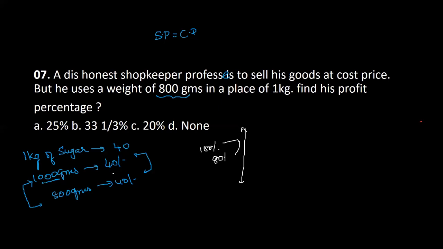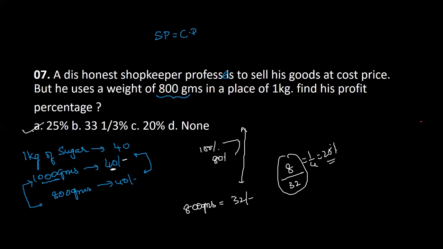So see, this is a basic example I gave for you to understand. Let us say if 1000 grams is costing you 40, then how much should 800 grams cost you? 32 rupees, obviously. But he's saying that he's selling it at 40 rupees. So what is the profit? 8. And what is the cost price? Actually, it should have been 32. So what is it? 1 by 4. What is 1 by 4? 25%. Simple.